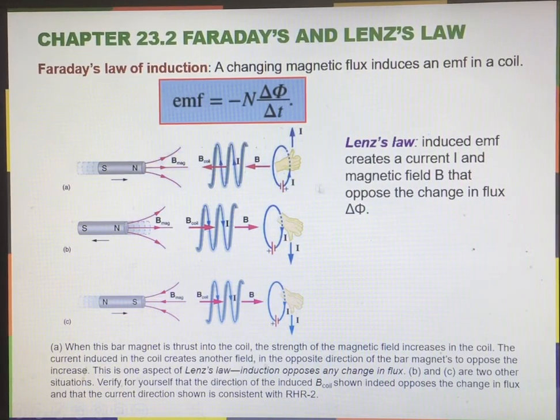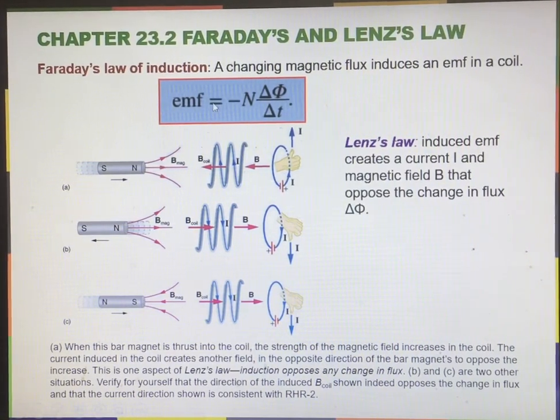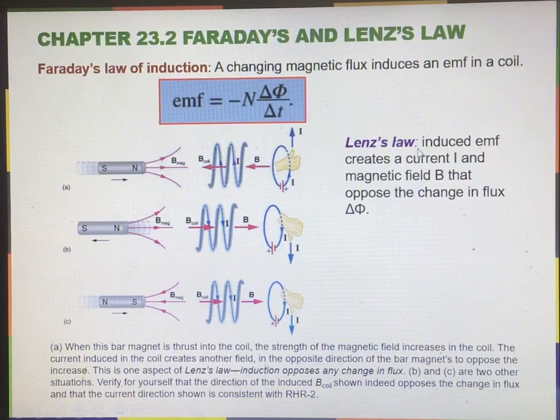Now, Faraday's law tells me how I can calculate the magnitude of the electromotive force. Lenz's law tells me how I can calculate the direction of the current. So Lenz's law simply tells me that the induced electromotive force creates a current and a magnetic field that oppose the change in the flux.